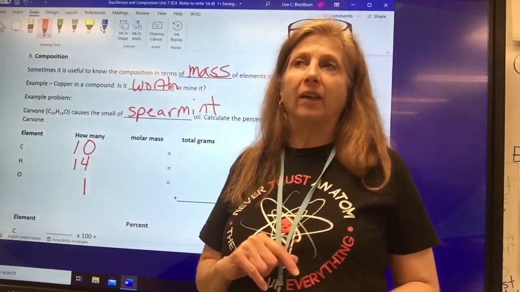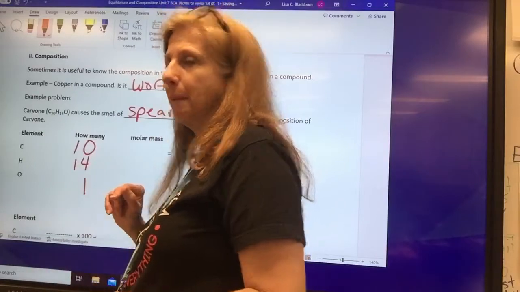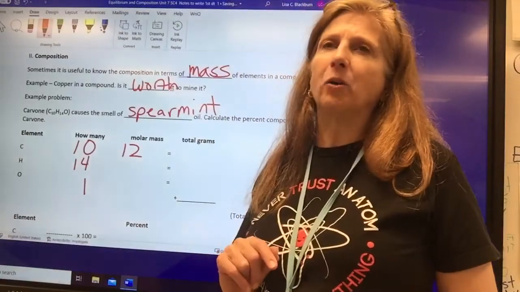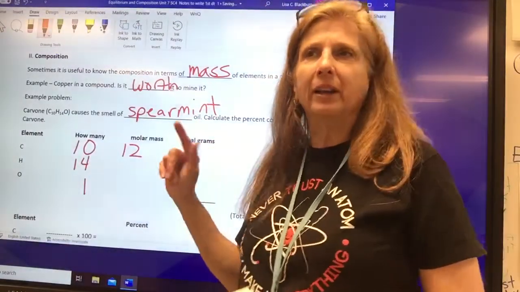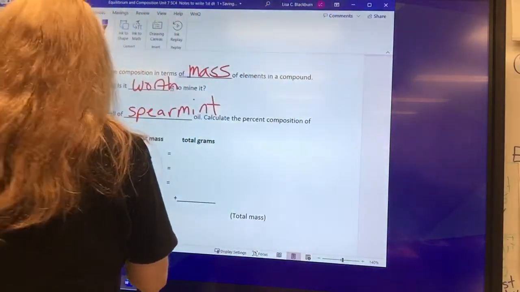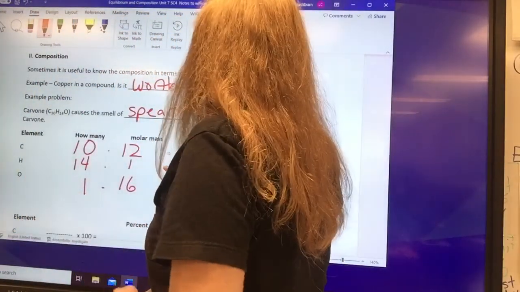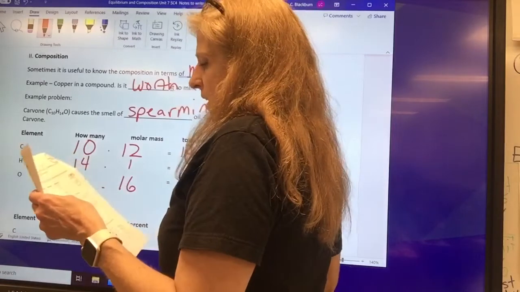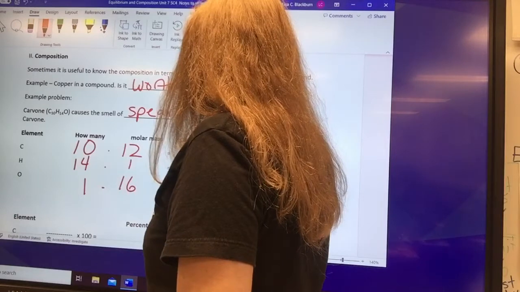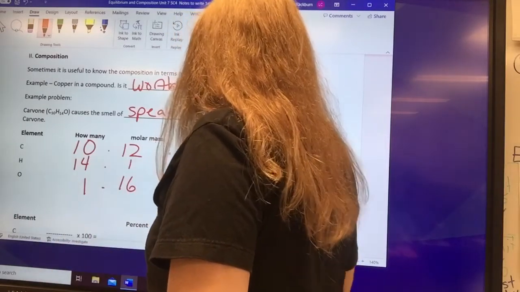Okay, then you find the molar mass. Where do you find the molar mass? The periodic table. What's the molar mass of carbon? Have y'all memorized it yet? It's 12. That's one of the ones you end up memorizing. What's the molar mass of hydrogen? Have you memorized that one? 1. And oxygen? 16. Okay, now you multiply them. So 10 times 12 is 120. 14 times 1 is 14, and 1 times 16 is 16. Then you add them up, 150. Okay, so this is your total mass.